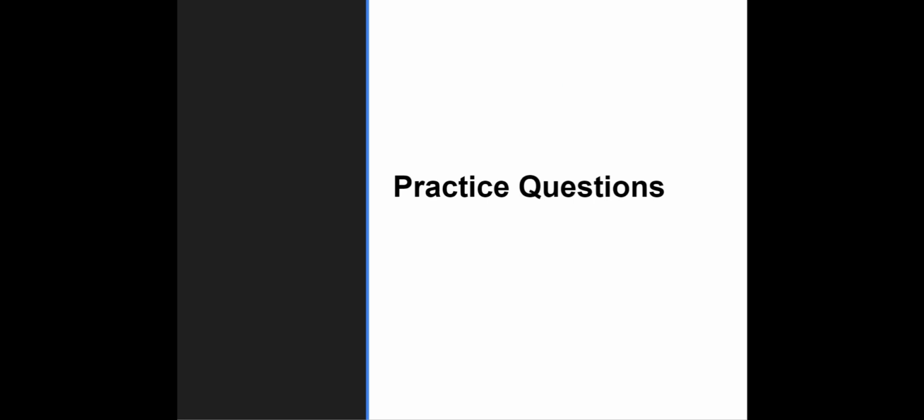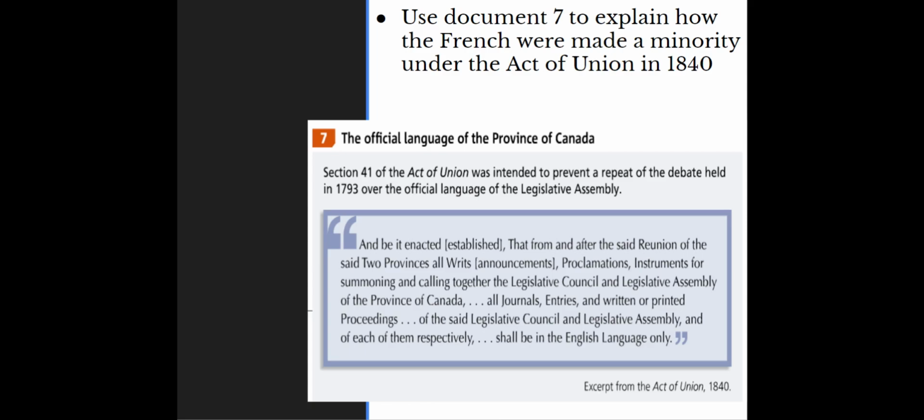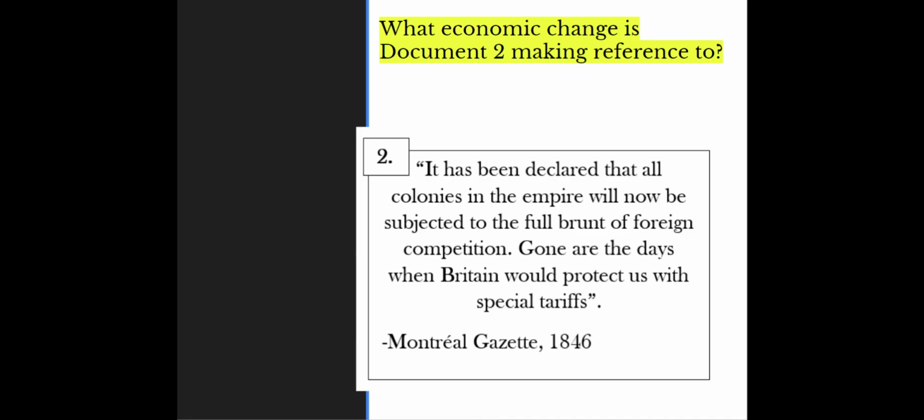Okay, so practice questions. I know that was quick, but let's test your knowledge. We're going to use document 7 to explain how the French were made a minority under the Act of Union in 1840. Pause the video. So the French were made a minority under the Act of Union because English rather than French was made the official language of use. So what economic change is document 2 making reference to? Pause the video. It is making reference to the end of British protectionism. You can see in the last sentence, gone are the days when Britain would protect us with special tariffs.